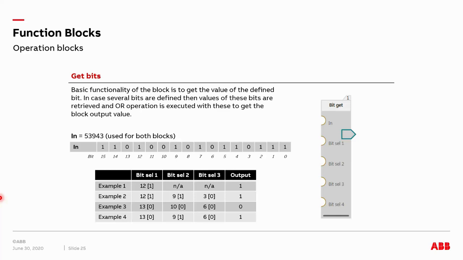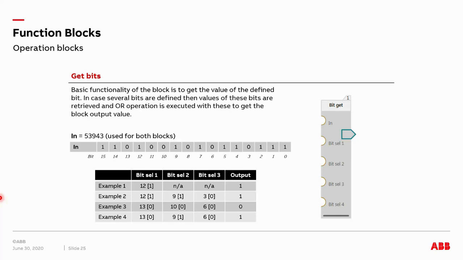Example 2, I still am looking at bit 12, but then I add bit 2 as looking at bit 9, and then I also look at bit 3, which is a 0. So I have 1, 1, 0. That's going to output a 1 because it's essentially evaluated as an OR statement when multiple things exist there.